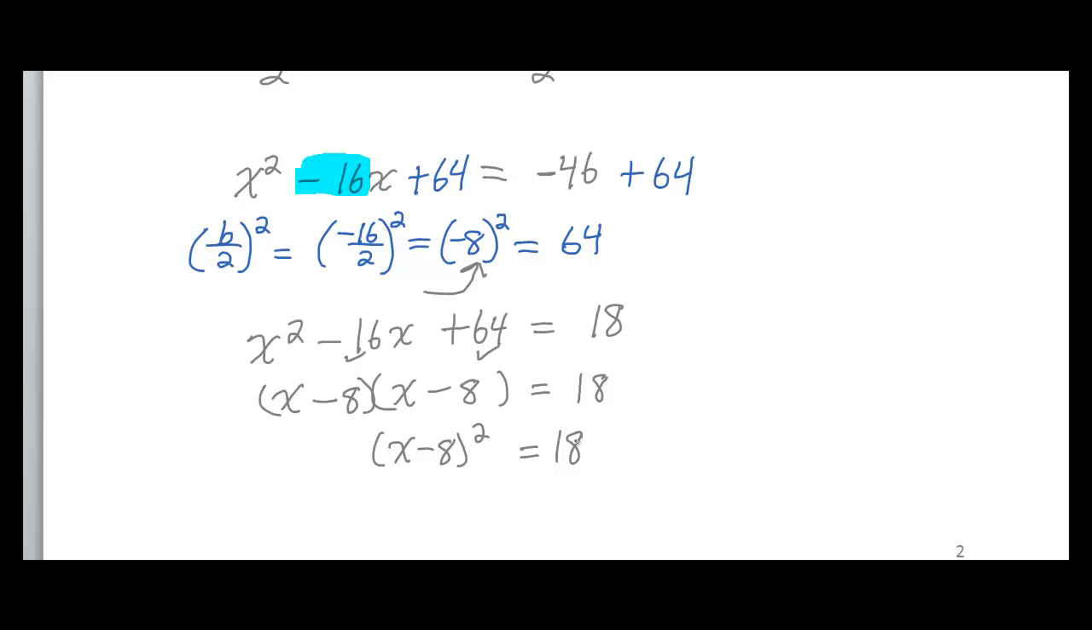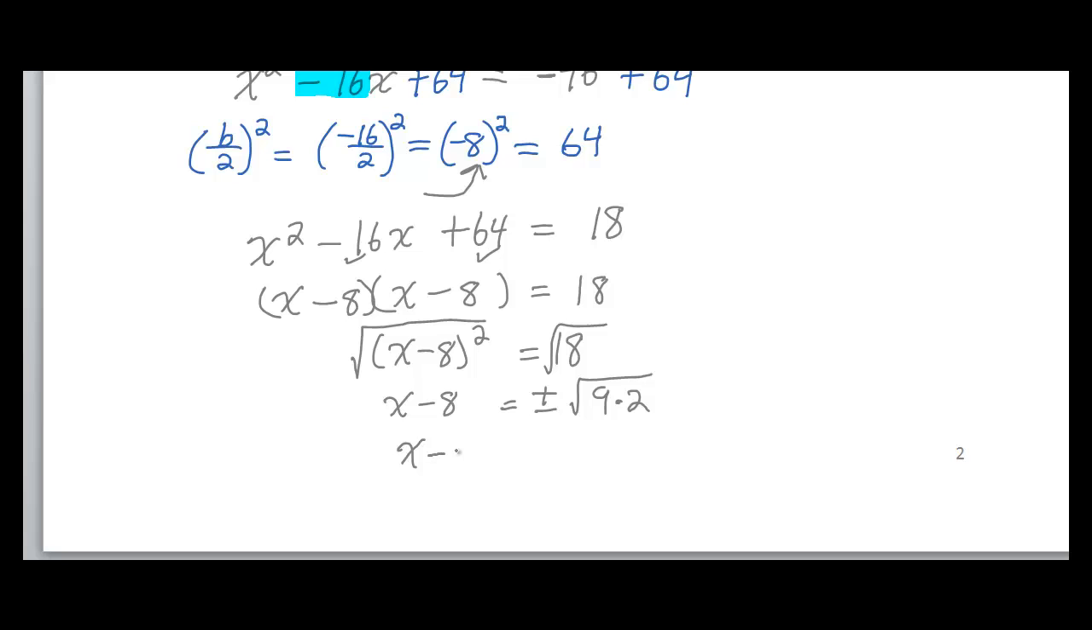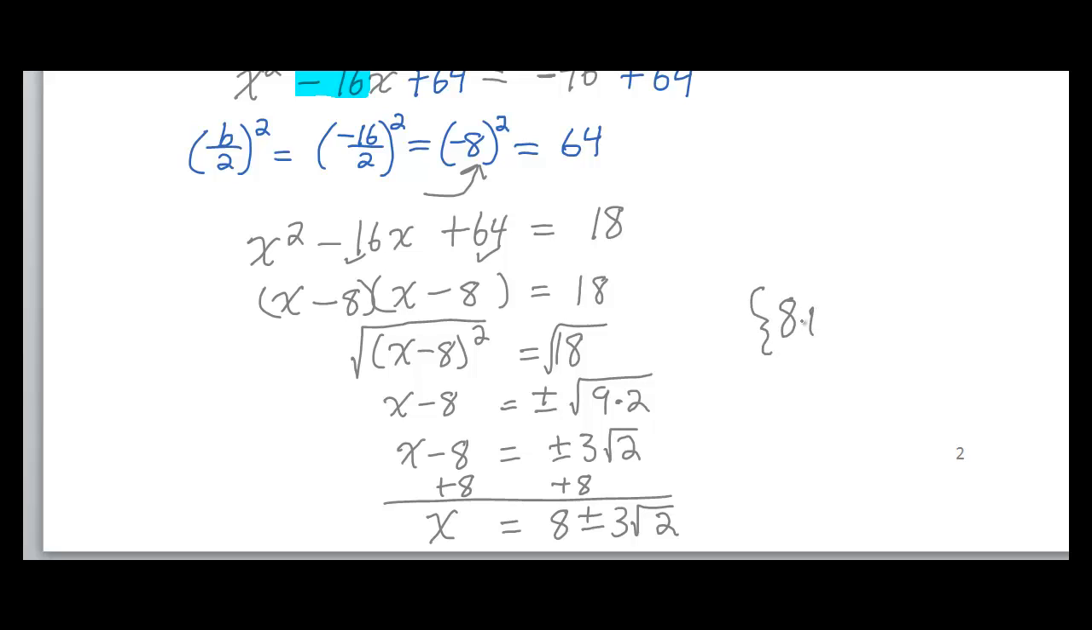And now I have a problem that looks like extracting square roots. So I'm going to extract square roots, take the square root of both sides. I'll get x minus 8 equals, we have to remember the plus or minus, the square root of 18. 18 can be written as 9 times 2, if I want to simplify it. And so I end up with x minus 8 equals plus or minus 3 times the square root of 2. If we add 8 to both sides, we're going to get that x equals 8 plus or minus 3 times the square root of 2. And as a solution set, you can write 8 plus 3 square roots of 2, 8 minus 3 square roots of 2. So that's completing the square in a nutshell.